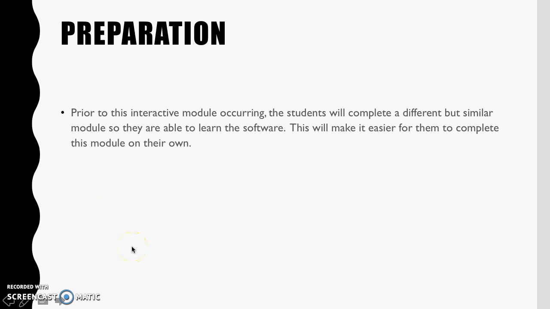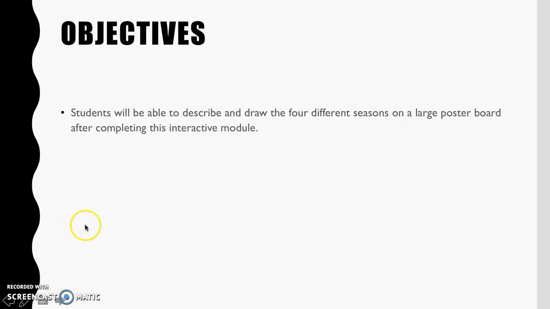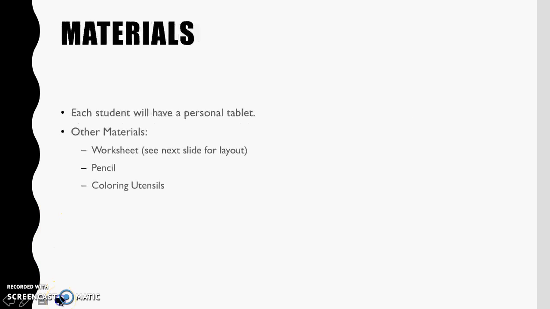As far as preparation for this interactive module, the students will complete a similar module on a different topic so that they know how to work the various types of technology within this module. The objective of this module says that students will be able to describe and draw the 4 different seasons on a large poster board after completing this interactive module.